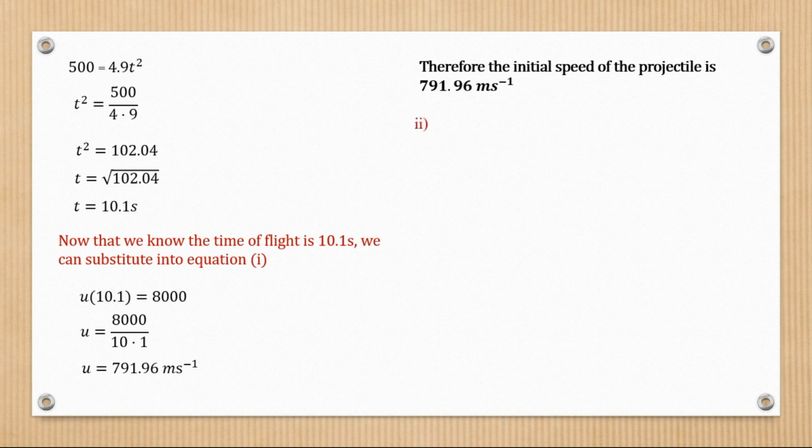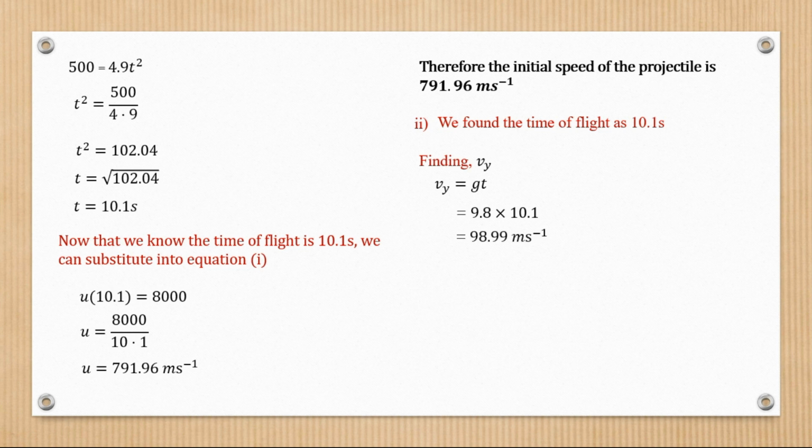Now in part 2, we're being asked to find the velocity of the projectile just before it hits the ground. So we found the time of flight as 10.1 seconds, and that's going to be very important. So now next we have to first find Vy. So Vy shall be equal to gt, and we already know that. At the moment that the particle hits the ground, the time of flight is the time that we are looking at. So we're going to multiply 9.8 times 10.1. When we do that, the product is going to be equal to 98.99 meters per second.